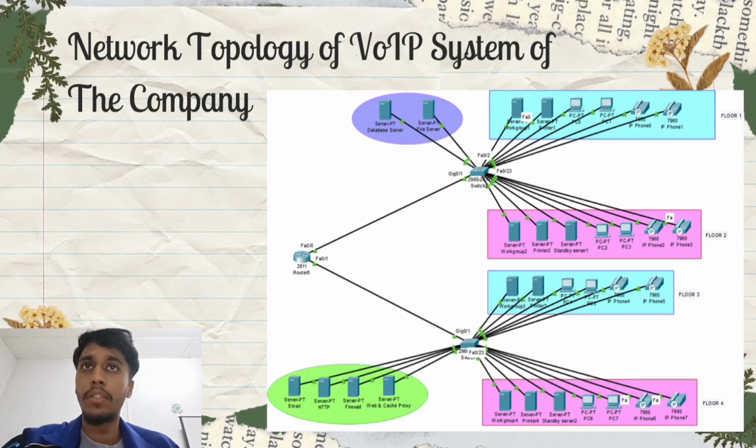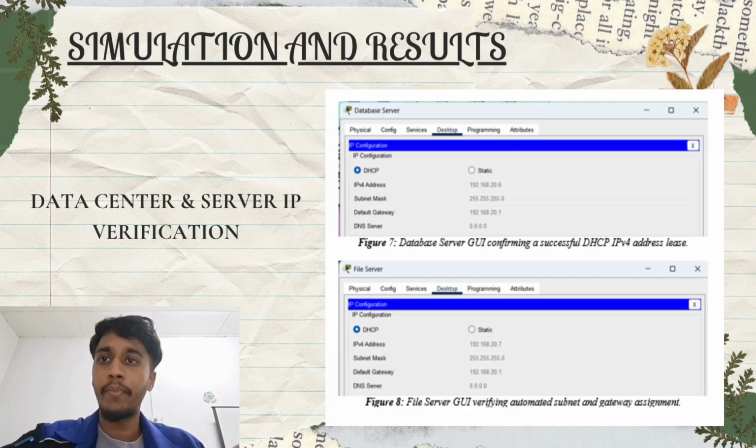Now let's focus on the network topology of the VoIP system of the company. We use one router and two switches. Switch 1 is used for floor 1 and floor 2, and for the server room for the database server and file server. Switch 2 is used for floor 3 and floor 4, and also the email, HTTP, and firewall servers, and also the web and cache proxy servers.